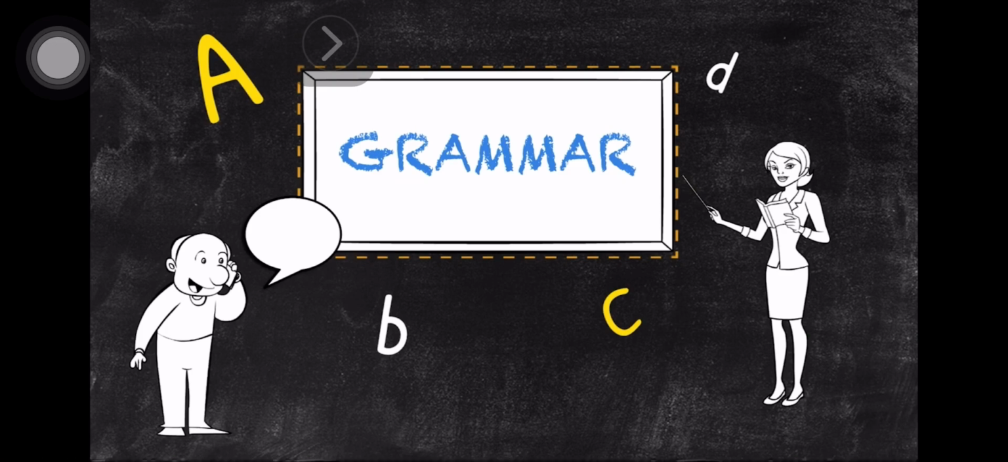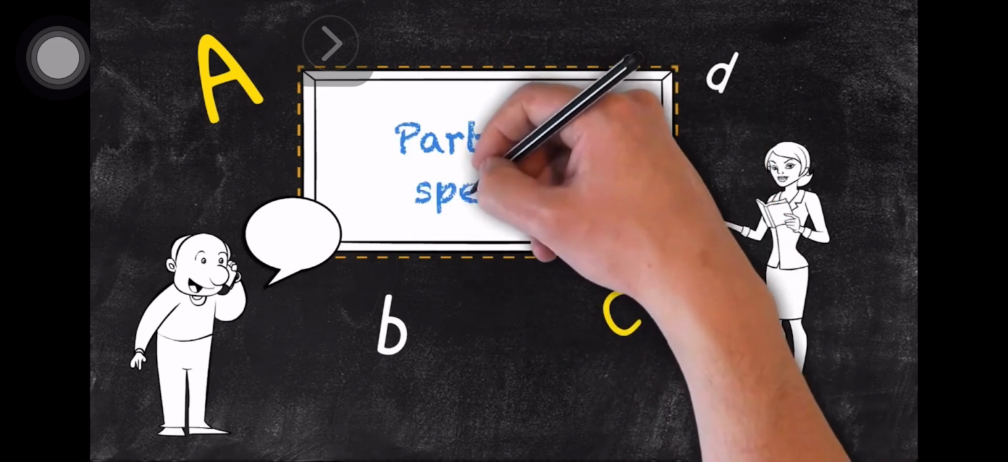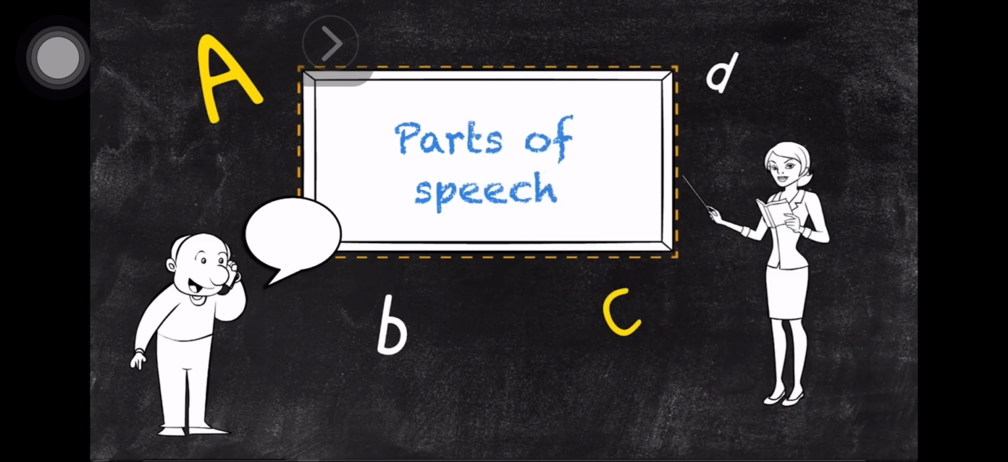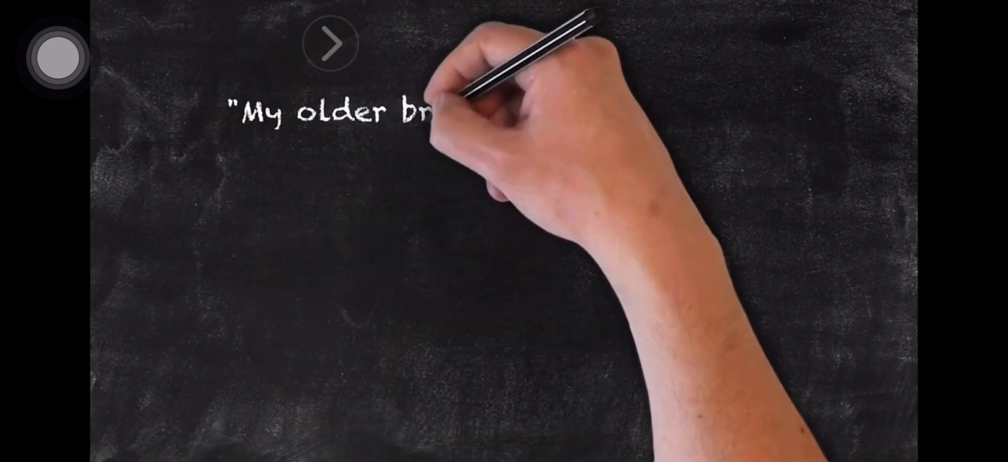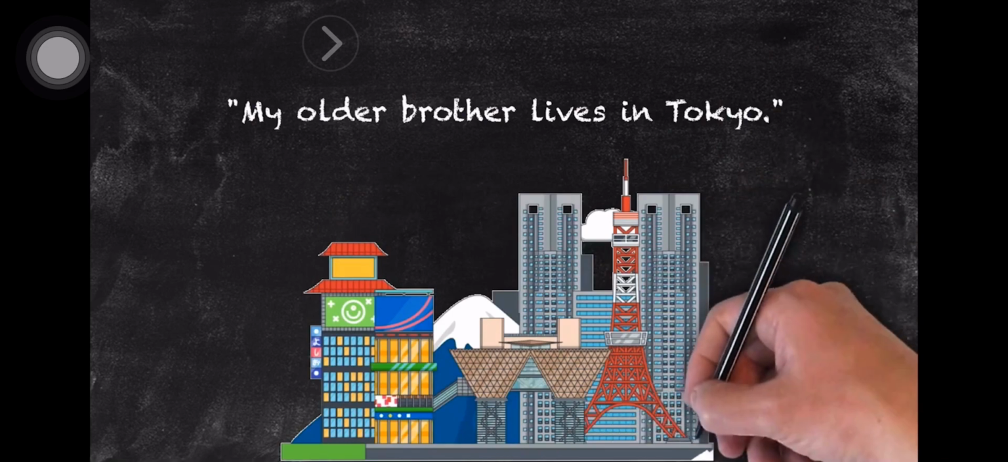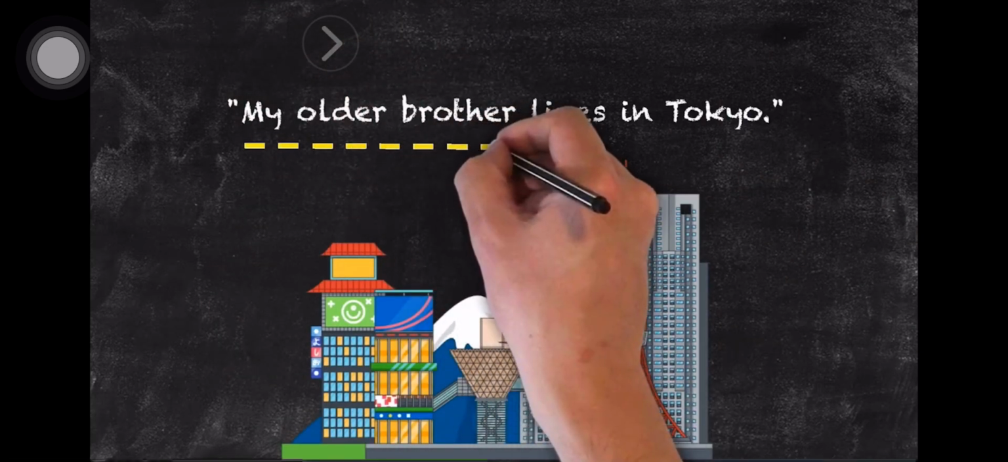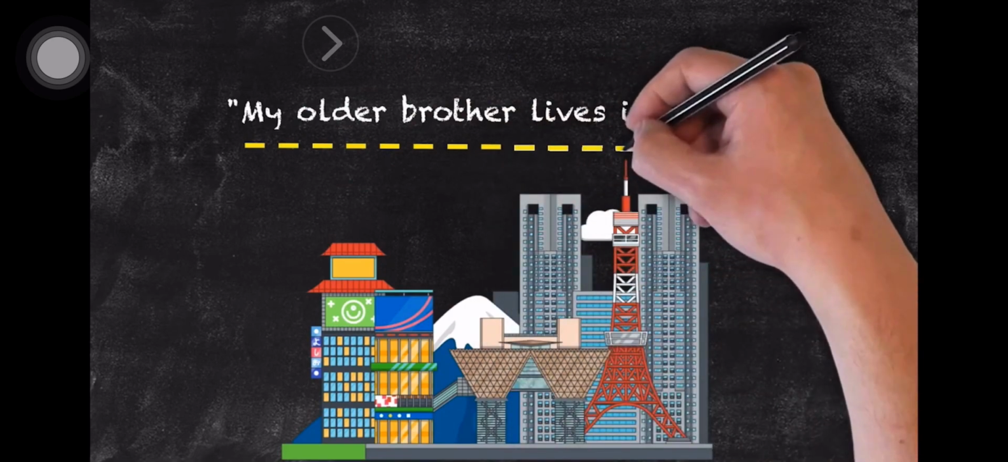These basic parts of grammar are called parts of speech. Each part of speech has a certain function within a sentence. Our example sentence here is, my older brother lives in Tokyo. Each one of these words is a certain part of speech, which we'll have a look at in just a minute. But let's just think about the words within this particular sentence.